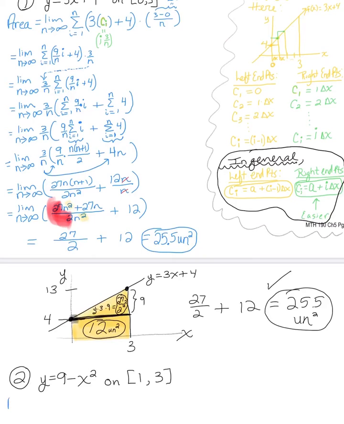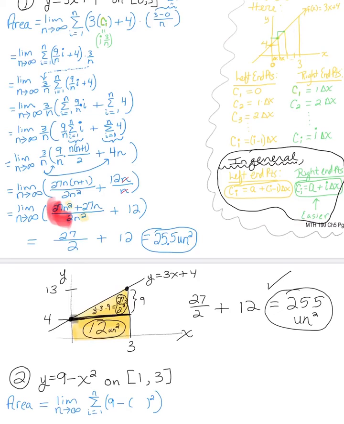So again, notice we're finding the actual area here. So the area equals, once you take the limit as n goes to infinity of the sum, the actual area. It's no longer an approximation of the area under the curve, it will be the actual area under the curve. All right, so limit as n goes to infinity of the sum as i goes from 1 to n of f of c sub i. Well, my function here is 9 minus x squared.